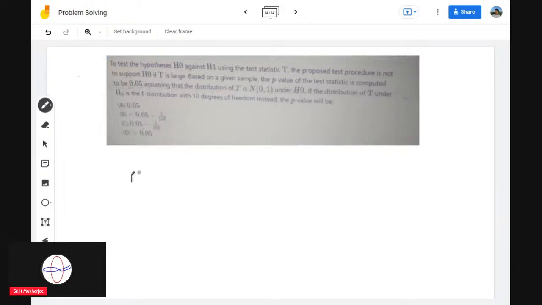What is the p-value? Can you tell me the definition of p-value? It is the probability of getting a value as extreme as the observed value of t. Let's say t is equal to t observed. T is a test statistic, and we reject when this happens. So this probability is coming out to be this. It's given.